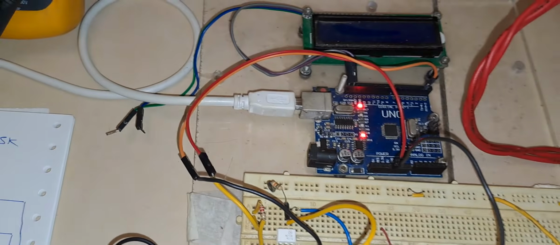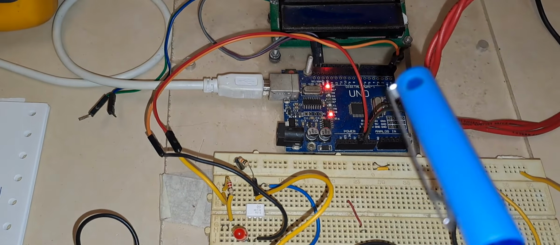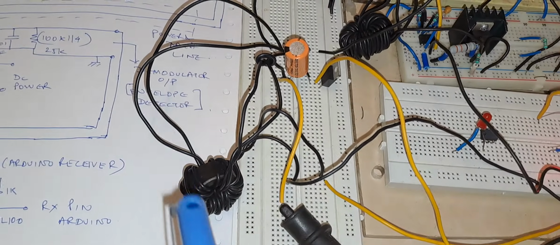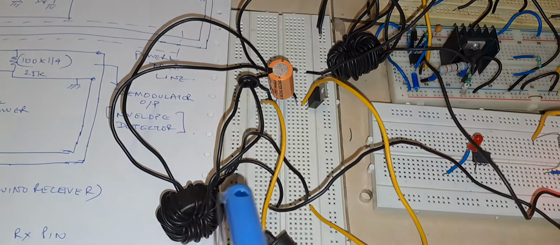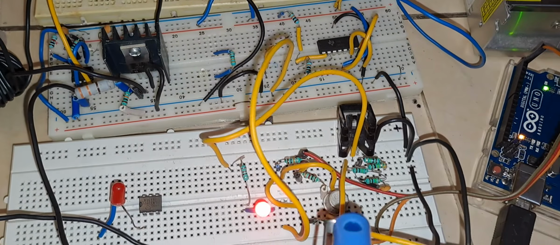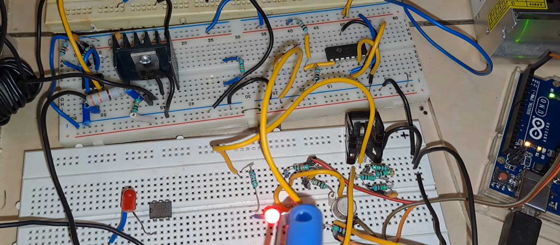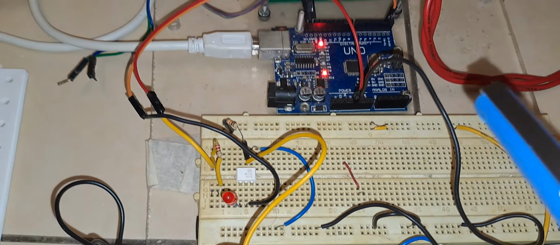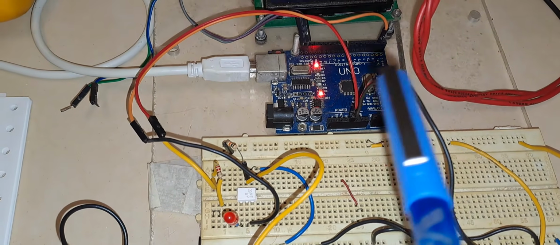But the data will be modulated using a 48 kHz signal in between here, and it will be transmitted all along the power line between the two transformers. Finally the data will be demodulated and optically isolated and it will be sent to this Arduino Uno. So as you can see here, I am going to describe the circuit, how it is built.